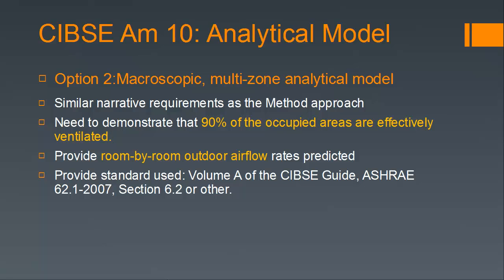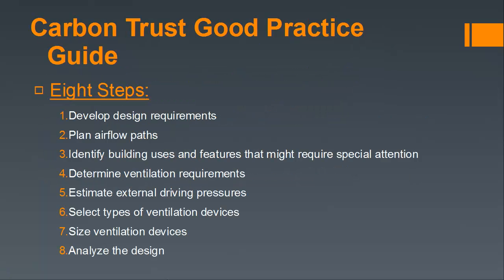This credit is heavy in memorization. Anything in yellow or orange, make sure to review. 8 steps are provided for natural ventilation guidelines through the Carbon Trust Good Practice Guide. First, you develop design requirements. Next, you plan airflow paths. Then identify building uses and features that might require special attention. To determine ventilation requirements, estimate external driving pressures, select types of ventilation devices, size ventilation devices, and then analyze the design. So the Carbon Trust Good Practice Guide has recommendations that build off of these 8 steps as well.